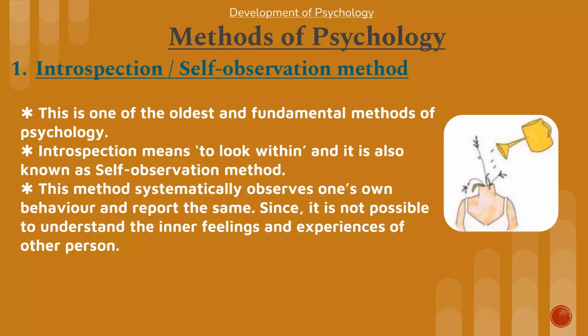First is introspection. Introspection is the oldest and fundamental method of psychology. Introspection means to look within, अपने अंदर झांकना. And it is also known as the self-observation method. This method systematically observes one's own behavior and reports the same. Since it is not possible to understand the inner feeling and experience of another person, one can interpret his own feeling and how the person had behaved or is behaving because of that cross-section of time of the psyche of the person. So this can be done by self-observation.